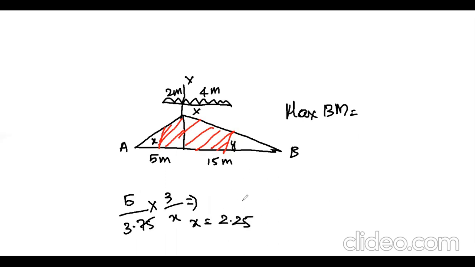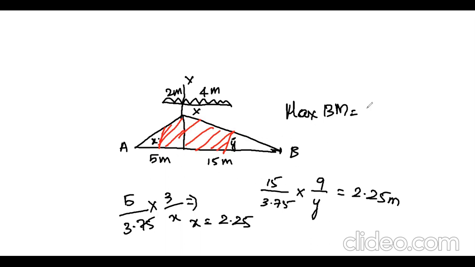Similarly for y, I am doing the same thing. For y, I am going to consider from this B side. For the 15 meter span, the value is 3.75 meter. Then what will be the value of y for the distance of 9 meter? It will be 2.25 meter. So both the x value and the y value are equal to 2.25. Now we found these values.